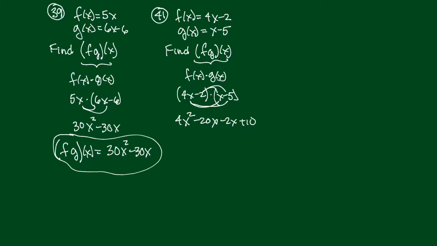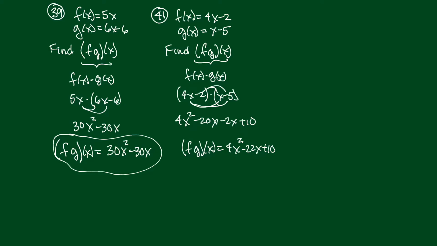All right, so if I put it all together, and I'll name it here, fg, that's the name of our function, it is 4x squared. Now what have we got? Negative 20x minus 2x is minus 22x. And then I've got a plus 10.